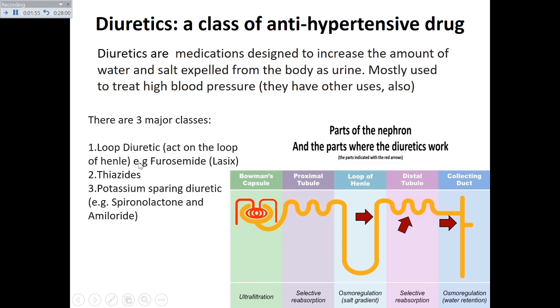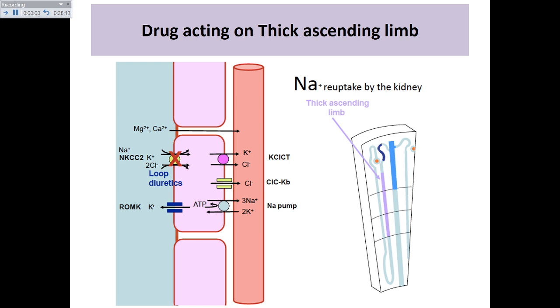Because this is important, why each diuretic acts on a different part of the tubule: because on different parts of the tubule we have different transporters. For example, this is a diuretic that acts on the loop of Henle, as we said, the thick ascending loop of Henle.